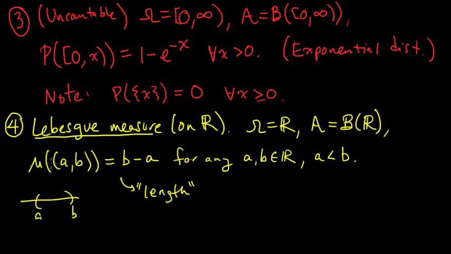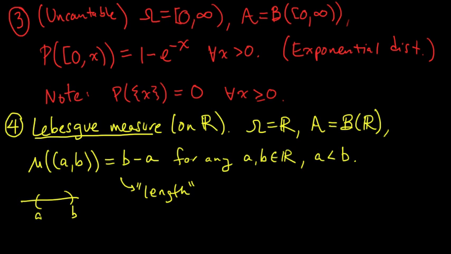And I've only defined it for intervals, but similarly to before, where I sort of waved my hands and said this uniquely defines a probability measure on all of these sets, I'm going to wave my hands again and say this uniquely defines a measure on all of these sets. Now, you'll note that this measure is not a probability measure.